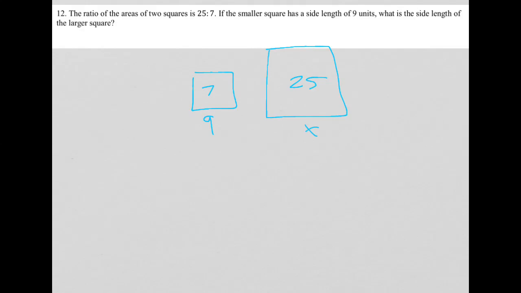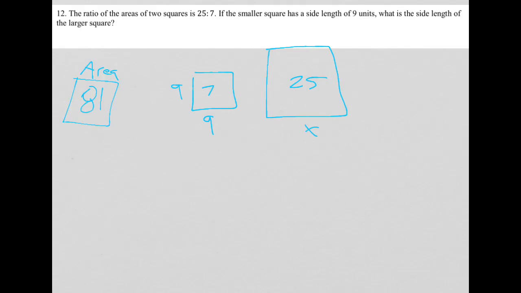And now be careful and don't think that you can figure out the area with that 7 and the 9, because think about what we know. We know that this is a square, meaning that that length is also 9, and so we have 9 times 9 is 81. So we know that the small square has to have an area of 81, and maybe we could use that to figure out the side length of the larger one.